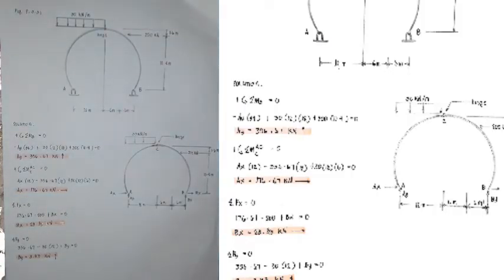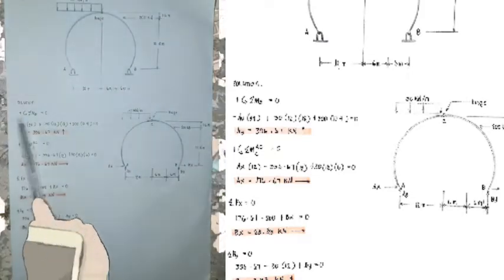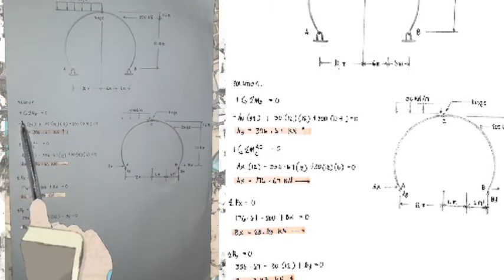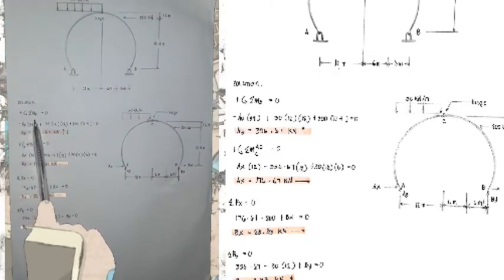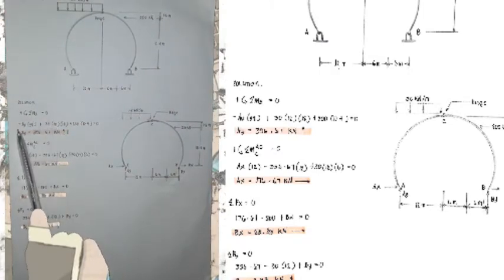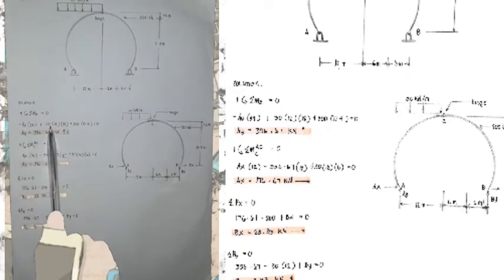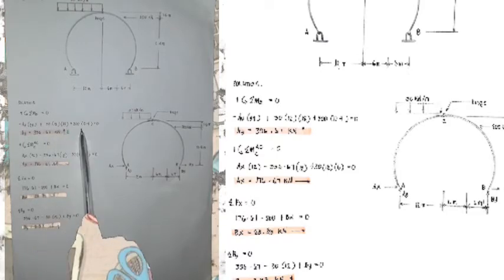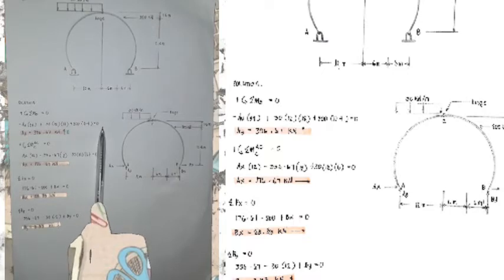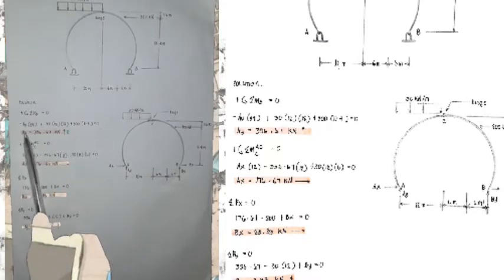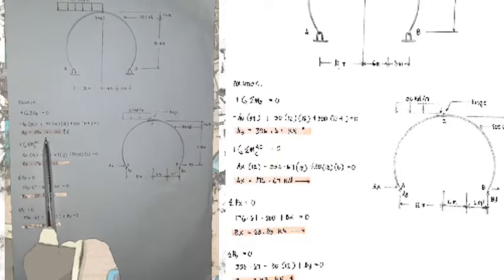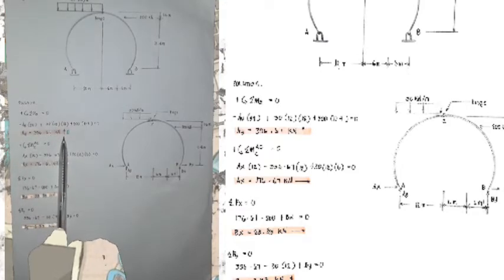So we have figure 3.31. We have the summation of moment at B equal to 0. So negative AY times 24 plus 30 times 12 times 18 plus 200 times 10.4 is equal to 0. So AY is equal to 356.67 kilonewton upward.